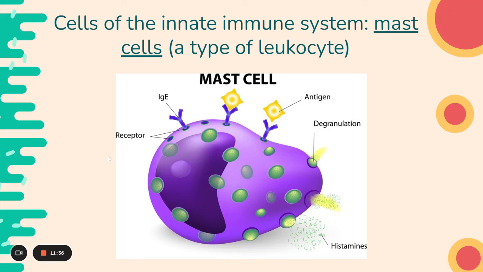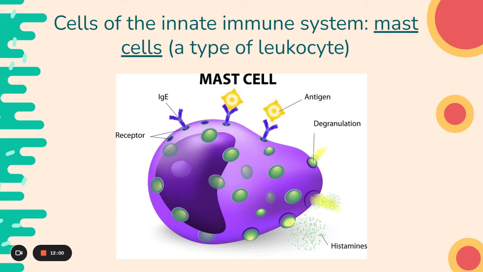Okay, so the first one that we're going to talk about are called mast cells. And mast cells are really critical in coordinating an allergic response. And we think of allergies as being bad because a lot of times we're allergic to things that aren't dangerous. But allergies are also really important for immunity for things that we actually want to keep out of the body.